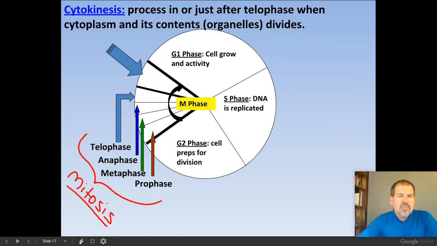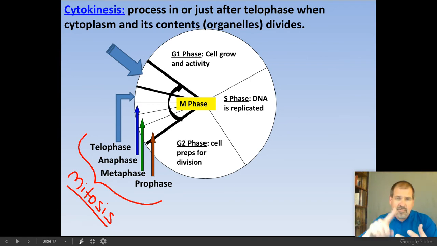Now again, to be clear, a common misconception is that students want to include cytokinesis in mitosis. Strictly speaking, mitosis is the division of the DNA, and that's it. Mitosis is the division of the nuclear material, the DNA. Cytokinesis is the division of everything else. All those other cell parts that we learned way back in chapter 7 in the first part of biology.